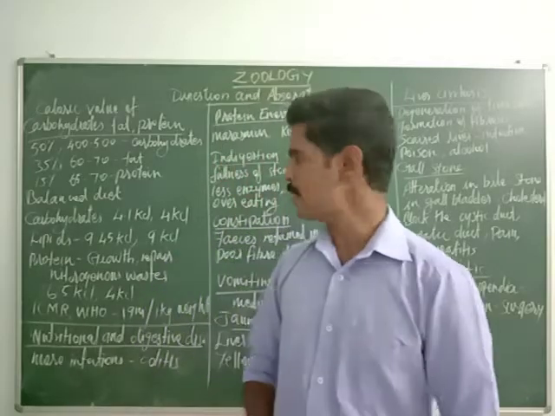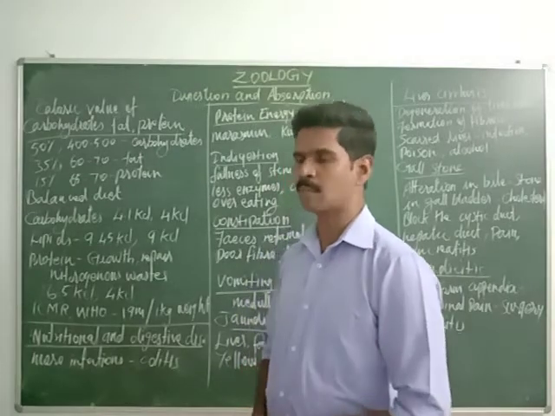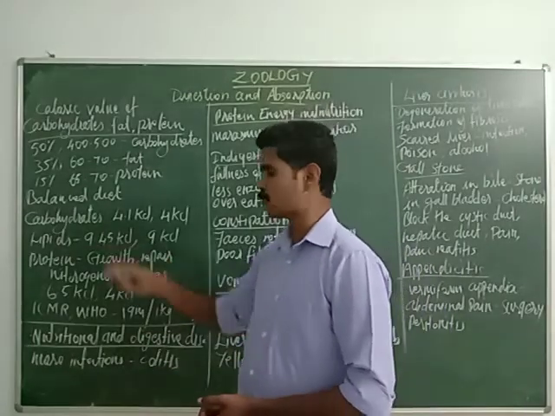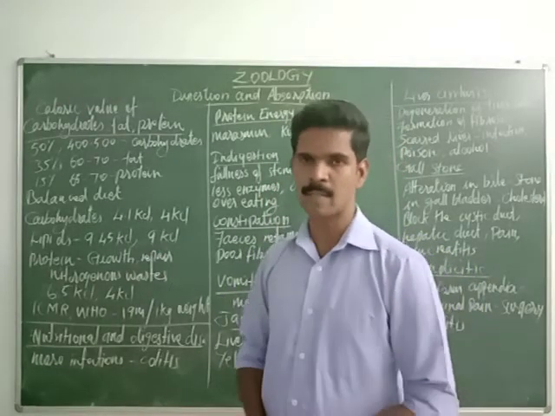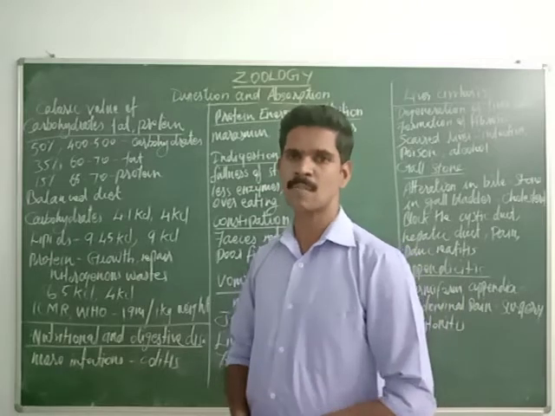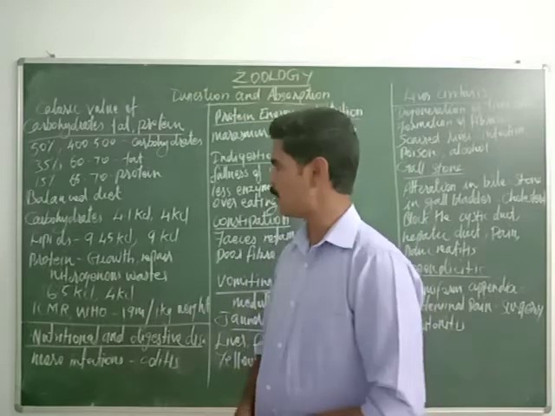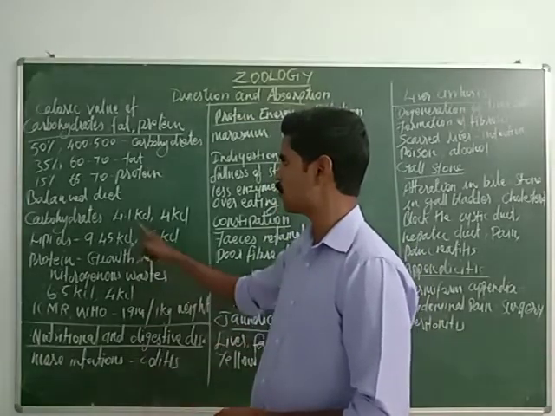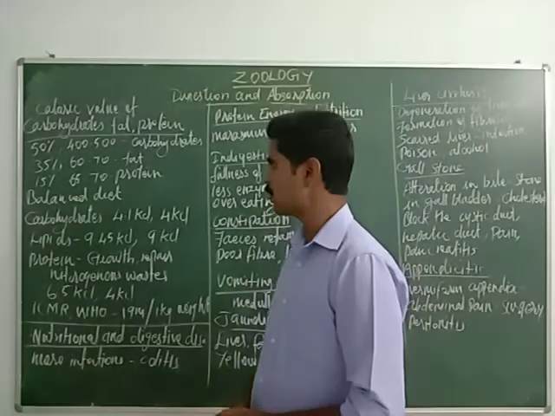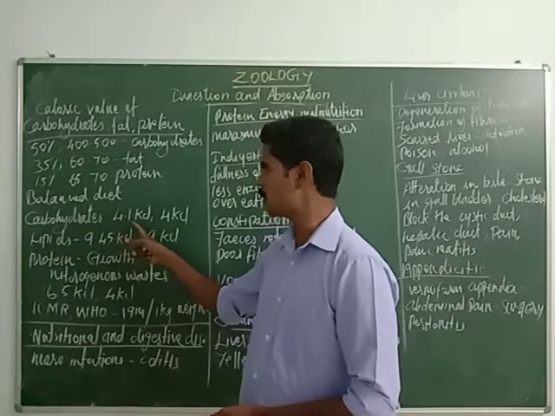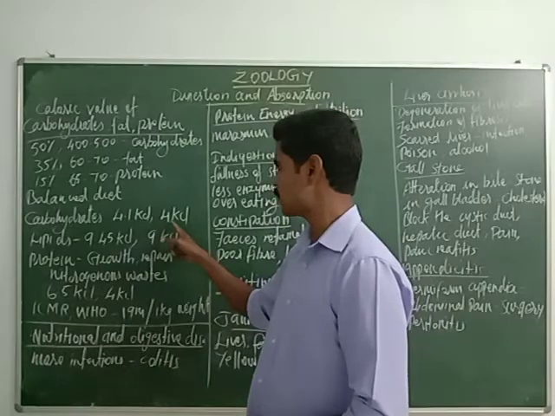I hope you have understood all these points. Now we are going to study the caloric value. The first one is the caloric value of carbohydrates. Carbohydrates are sugar and glucose, and they are the major source of energy. From carbohydrate we are getting 4.1 kcal of caloric energy. So the caloric value of carbohydrate is 4.1 kcal, and the physiological fuel value of carbohydrate is 4 kcal.